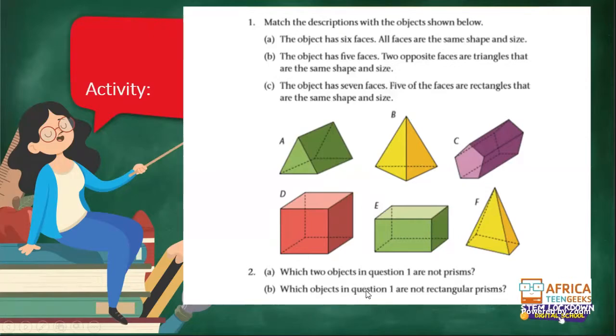Right, so which objects in question 1 are not rectangular prisms? Which objects in here, A, B, C, D, E, or F, are not rectangular prisms? I would have loved to hear answers to these questions because I made the questions and I would know the answers, but I would have loved to hear yours.